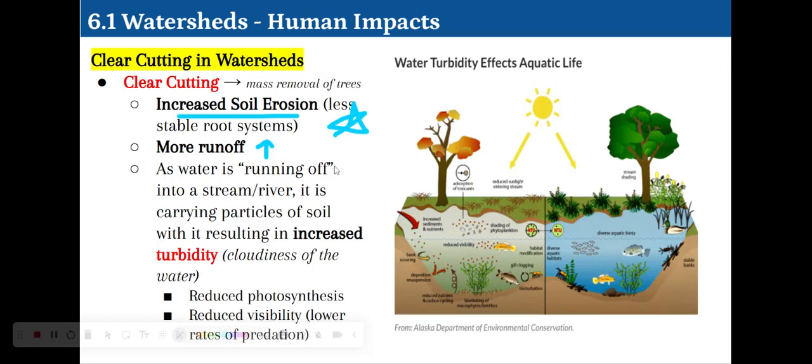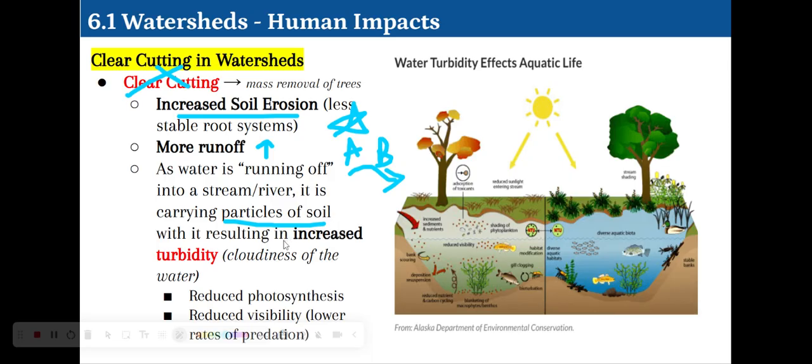And again, runoff is just when water is flowing from a starting point to an ending point. It is a natural thing, but humans are impacting it. When we remove the trees, you're going to have more water running off into another area as opposed to being absorbed into the soil. Now, as water is running off into a river or a stream, it can carry particles of soil. It also can carry pollution, which we'll talk about later.